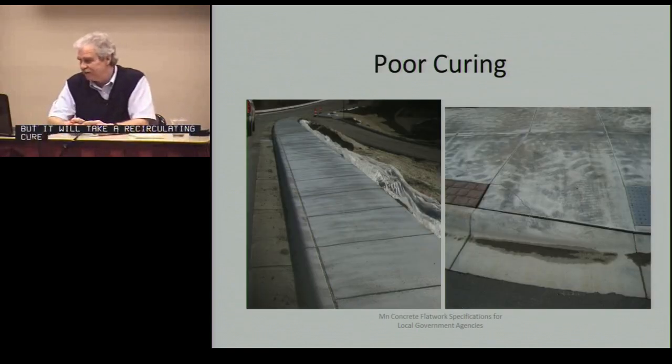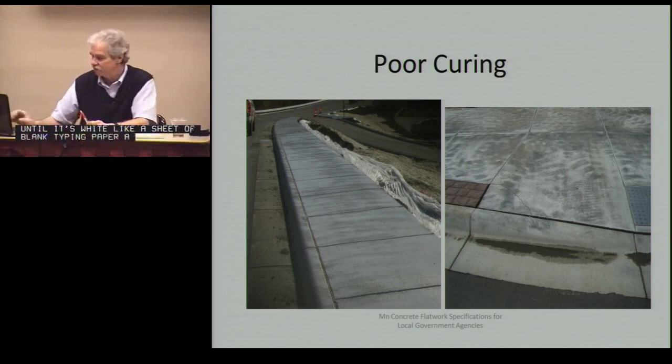And what we're trying to eliminate is the poor curing like this, where the cure is not covered well. You can see the footprints there from the Bobcat that drove up there, or some kind of rubber-tired machine, and wiped the cure off. So the DOT system, you cure it until it's white like a sheet of blank typing paper. And that's as good a spec as any in the field to use. We're following that lead in this specification.